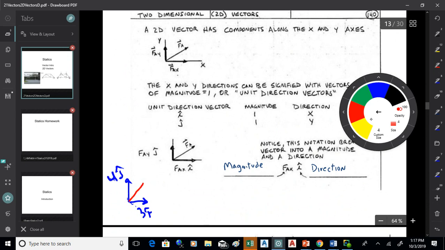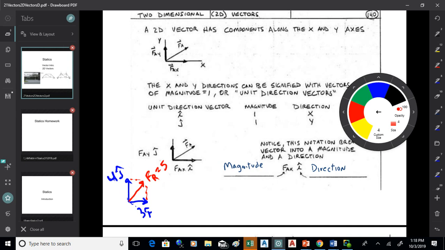Now, what happens when I add 4 and 3? What do I get for the magnitude of the resultant? 5, right? So you can't add x's and y's together arithmetically. You can't add the magnitudes together. It doesn't make any sense because they're not pointing in the same direction.